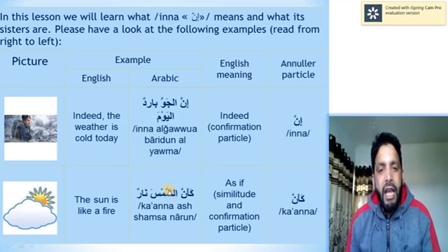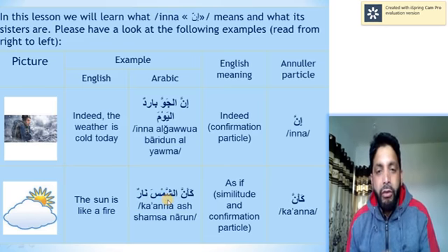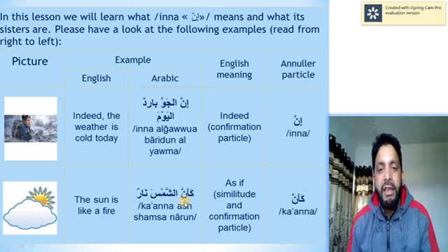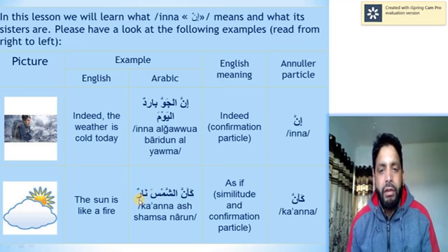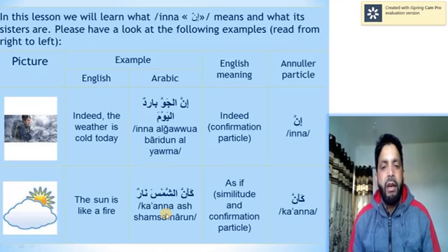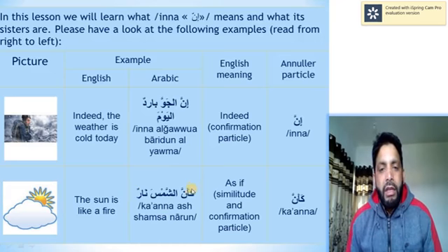Suppose we have a nominal sentence, ashamsu. Before using kana, I say ashamsu narun. The sun is fire. But when I use this ka'anna, the sister of inna, I say ka'anna shamsa narun. Ka'anna shamsa nar. So ka'anna means as if.